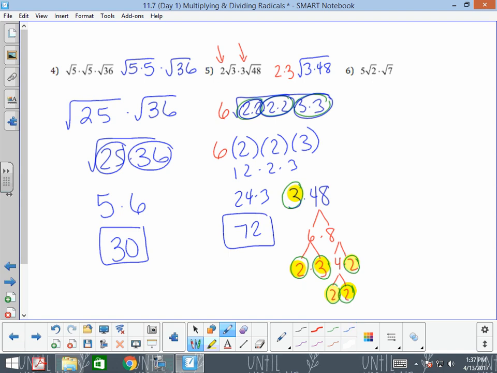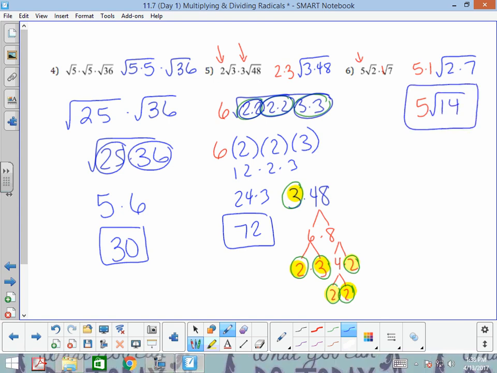Alright, so here I have a 5 times a 1. That's on the outside. On the inside, I'm multiplying 2 times 7. So on the outside, 5 times 1 is 5. On the inside, 2 and 7 are both prime, so there's no twins there. So I just multiply them together. So my answer is 5 square root of 14.